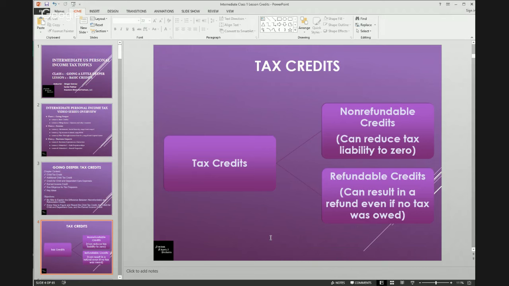Refundable credits, on the other hand, can result in a refund even if there's no taxes owed. So refundable credits allow you to receive money back that you did not pay in. A key thing here is that refundable credits are viewed as actual payments into your tax account, whereas the non-refundable credits are simply able to be used to pay the taxes that you owe.